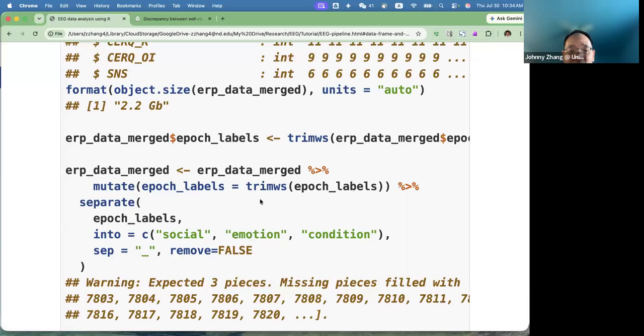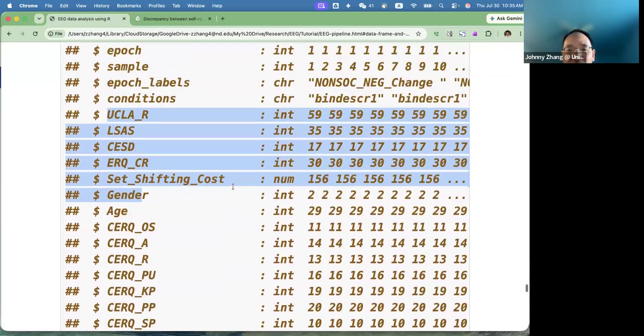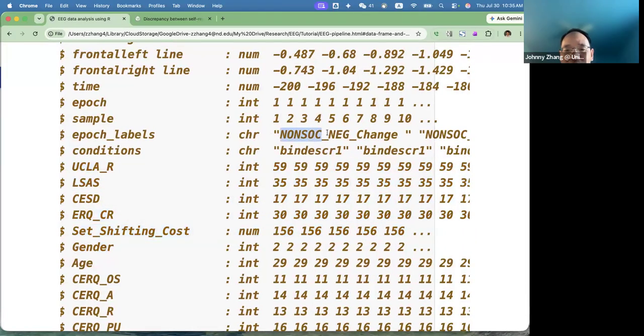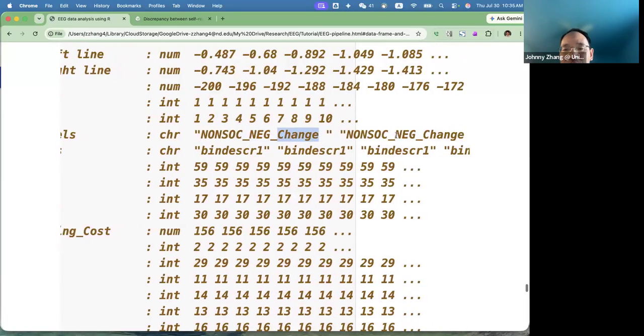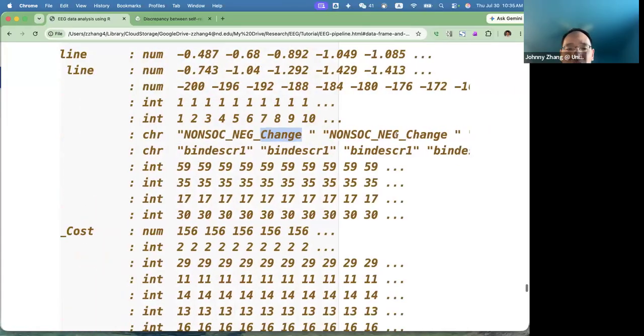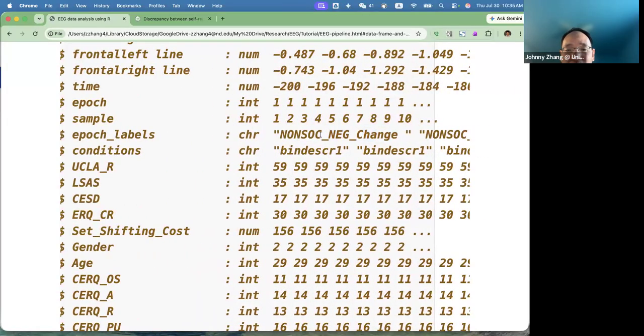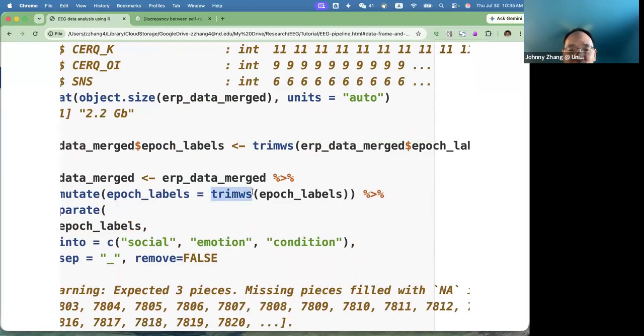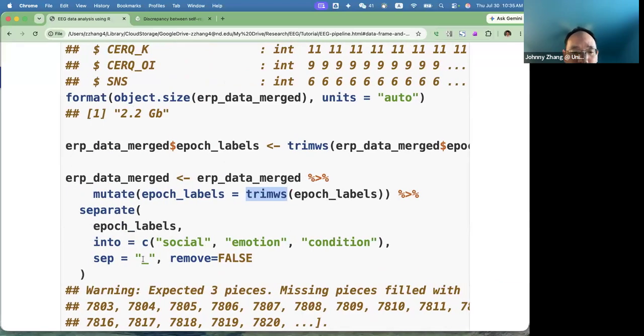I also create some other variables to make it easier for further data analysis. Remember, I have epoch labels like here, right? So this is the non-social negative image and appraisal condition, or the changing condition. So I split these labels into three variables. And there's an extra space, so I'm also going to remove it. So I trim the labels, and then I split the labels accordingly.